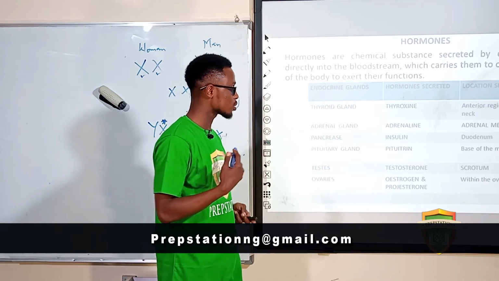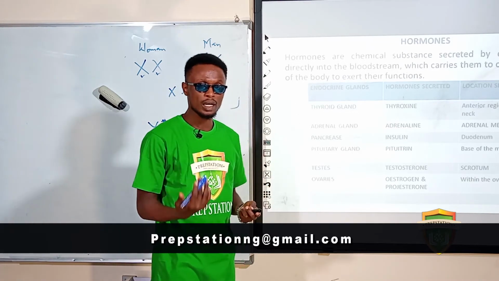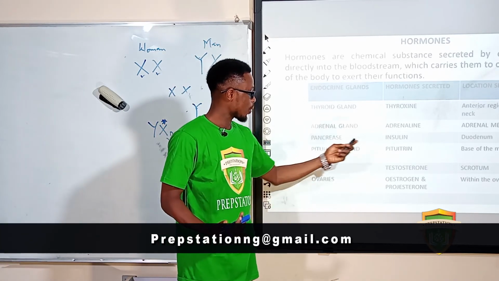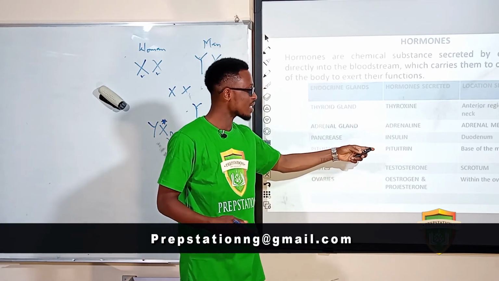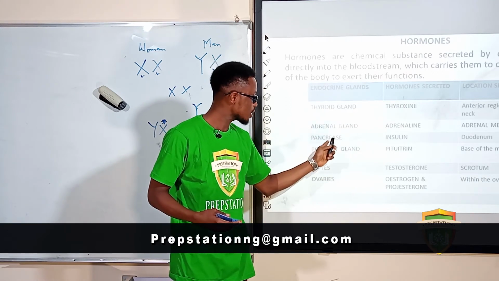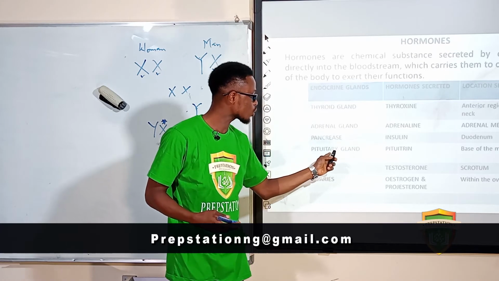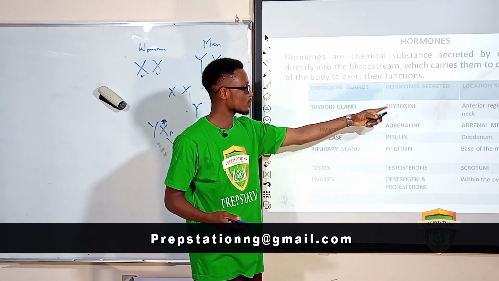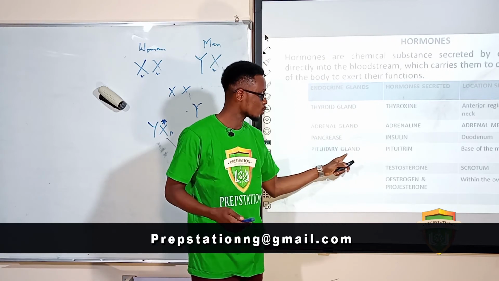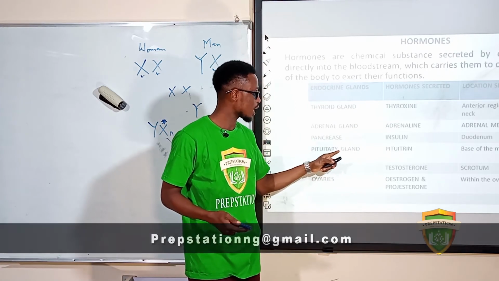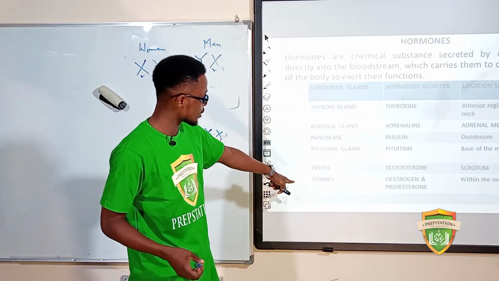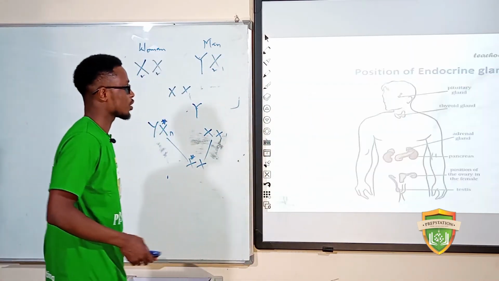To break down excess sugar. More like to regulate blood sugar. Then we have the pituitary, which is the master gland. This pituitary gland is the master gland. That means this endocrine gland controls the secretion of other endocrine glands. Before other endocrine glands will secrete their own hormones, this one will regulate it. That's why this gland is located in the brain. Then the testes and the ovaries.